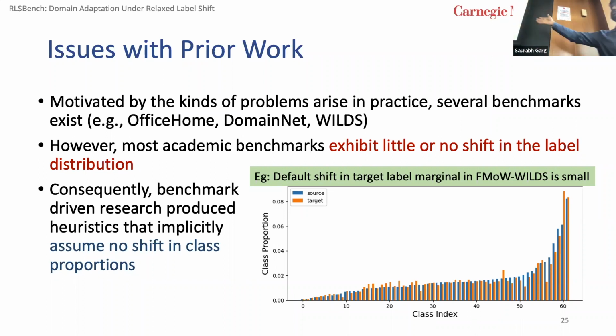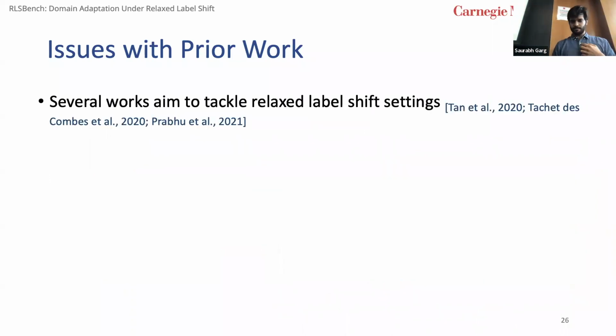And as a result of these benchmarks, what we actually observe, and will show in a few slides, is that this benchmark-driven research has produced heuristics that implicitly assume there is no shift in class balance. That is, if the class balance shifts from source to target, these methods falter, and they often falter terribly. We'll show in some slides that these methods even do worse than doing no adaptation. And I'll get to that.